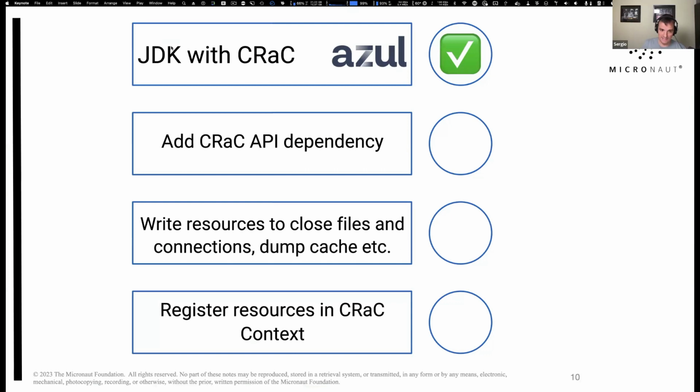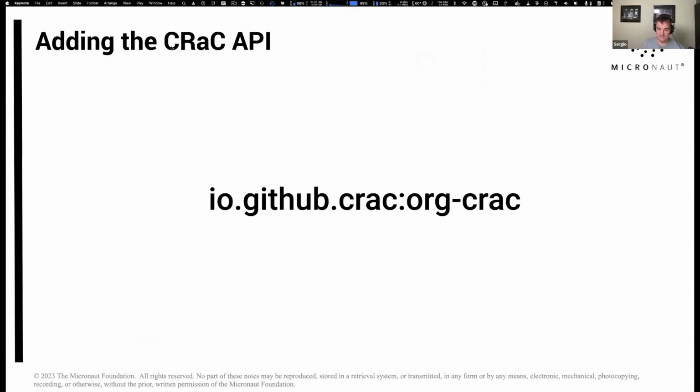The second one is to add the CRaC API dependency. So you publish this API, which is really simple, which we'll show in a second, and you distribute it. I think it's in Maven Central, right? It is also available via Maven Central. Yes, if you search for org.crac, you should find it there. So it's really easy to use, like any other dependency, right? You just add the dependency in your Maven build or in your Gradle build, and you will have the API there.